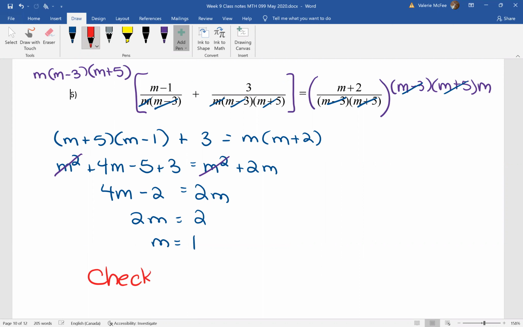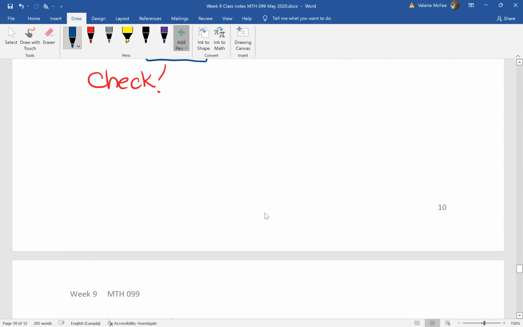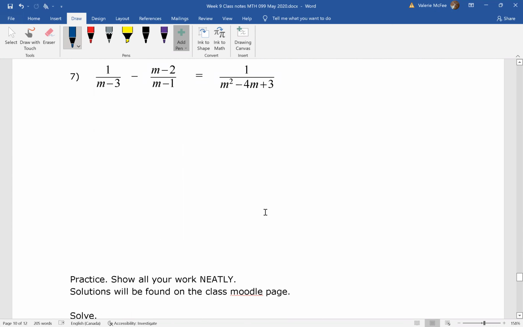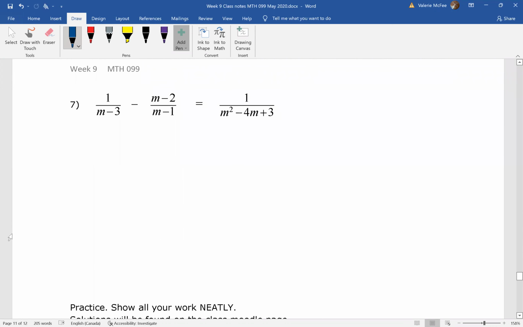And again, we need to check our solutions. Substituting m into each of the factors in the denominator, none of them equal 0. So m equals 1 is our solution. Finally, question 7, pause your video, solve this equation.